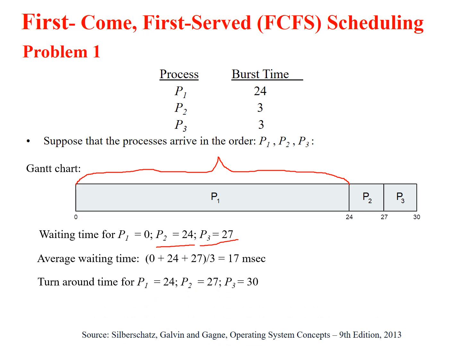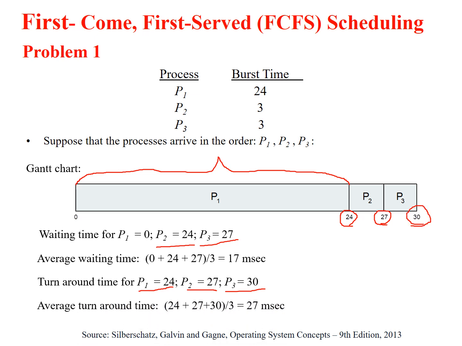The turnaround time. Turnaround time is the time interval between the submission time and the completion time. The turnaround time of P1 is 24. The submission time is 0. The completion time is 24. 0 to 24. So 24 milliseconds is the turnaround time. Turnaround time of P2 is 27. The submission time is 0 and the completion time is 27. Turnaround time of P3 is 30. That is, the submission time is 0 and the completion time is 30. 0 to 30. Average turnaround time is 27 milliseconds.